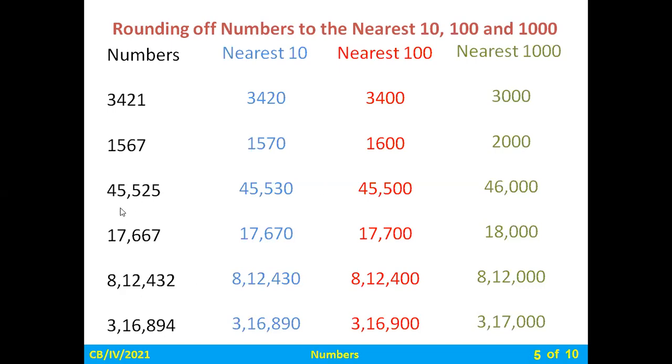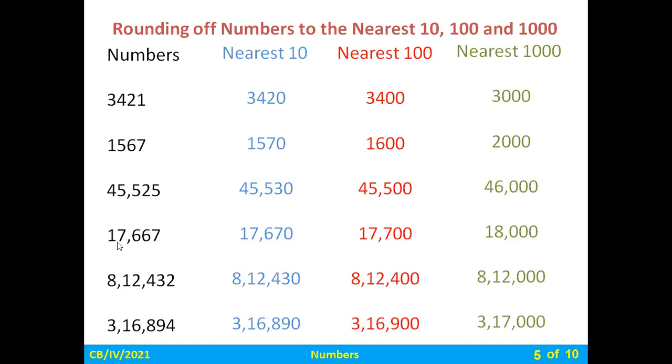Now here you can see it is 45,525. Here 5,525 we have to consider, and it lies between 5,000 to 6,000. And as 5,525 is greater than 5,500, so it got converted as 46,000.